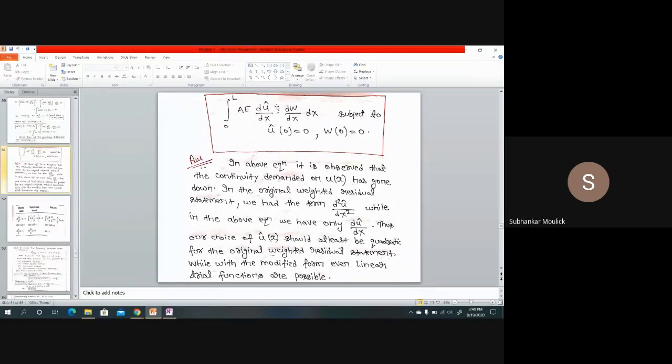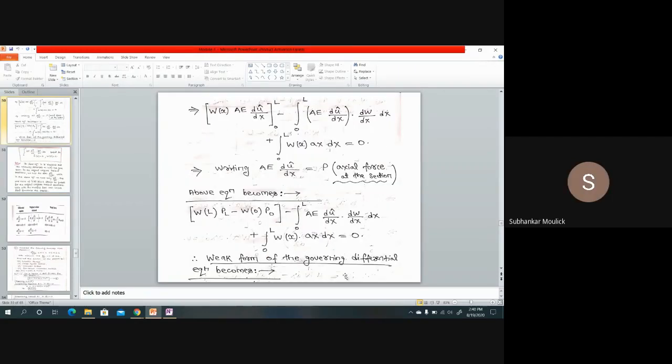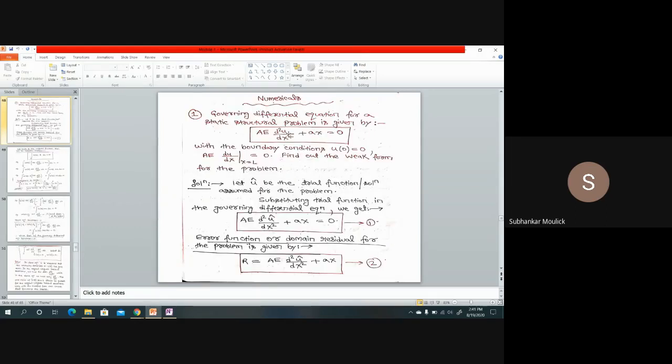Sir, can you show the last page, sir? Which one? Sir, the last page. Previous page, sir. Yes, sir. In the equation after minus, again we have AE du cap by dx. Can we write that as P, because it is given that AE du by dx equals P? If you write this AE du cap over dx in this particular term by P, then how will you express this equation in weak form?